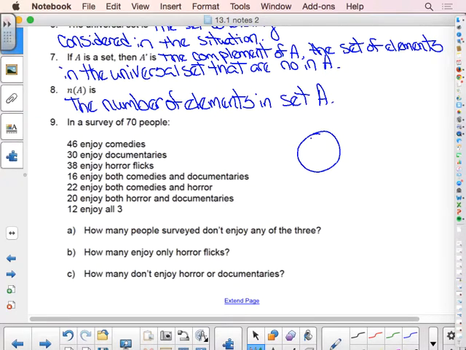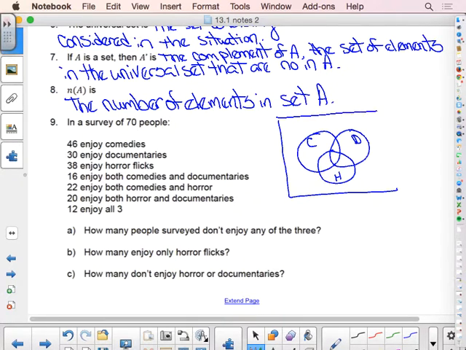So if we make a Venn diagram of this, where we have the comedies, we'll label that C, documentaries, and the horror flicks, we'll label that H. And this is the universe, which in this case is the number of people surveyed. So N of U is equal to 70. That's the number of people in the universe, so that's the number of people surveyed.